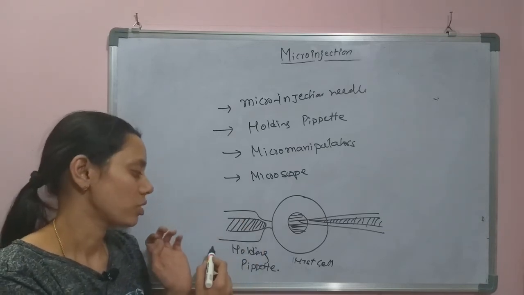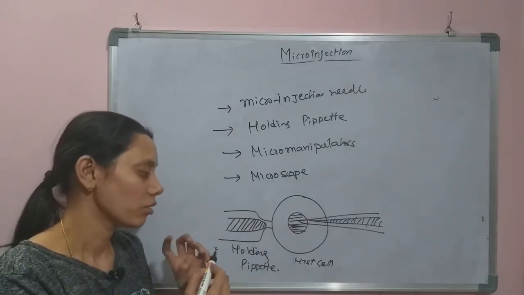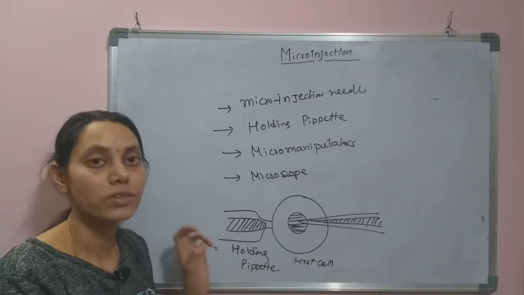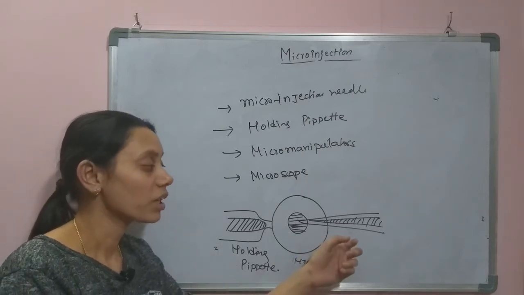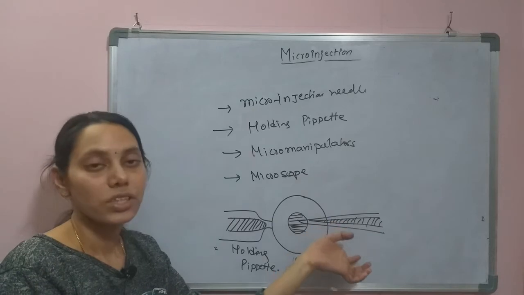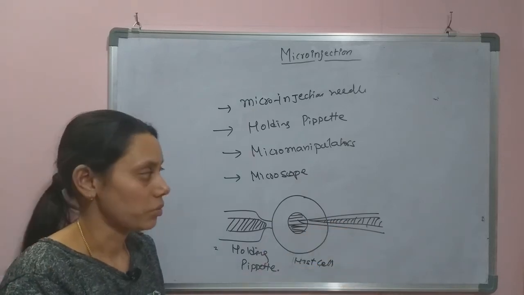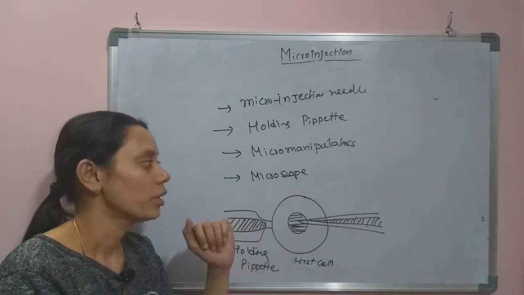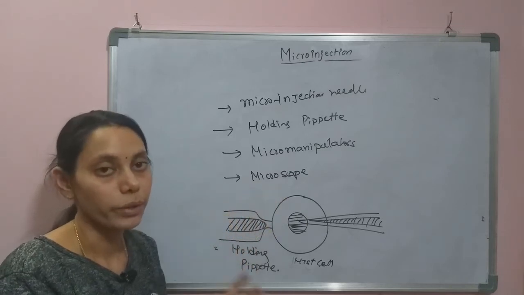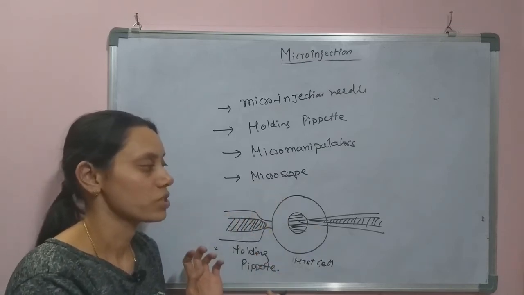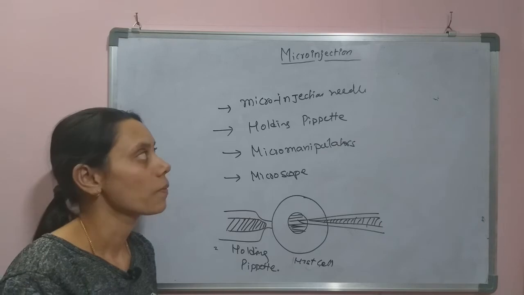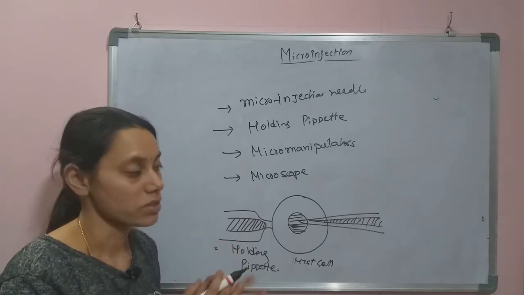One will support the holding pipette. We can move this holding pipette using one micromanipulator, and we can move the injection needle using the other micromanipulator. And this powerful microscope will be used so that the whole procedure can be visually monitored, and that is what the apparatus contains.